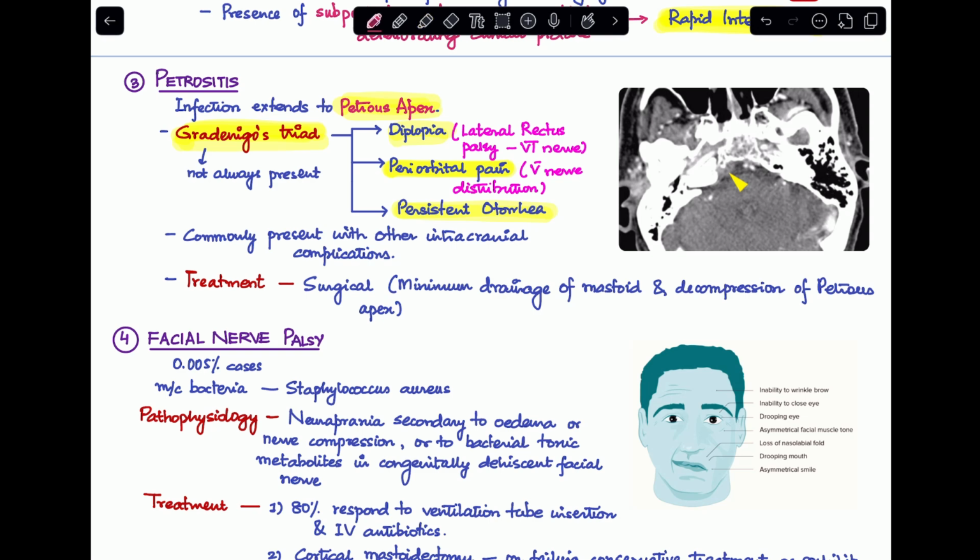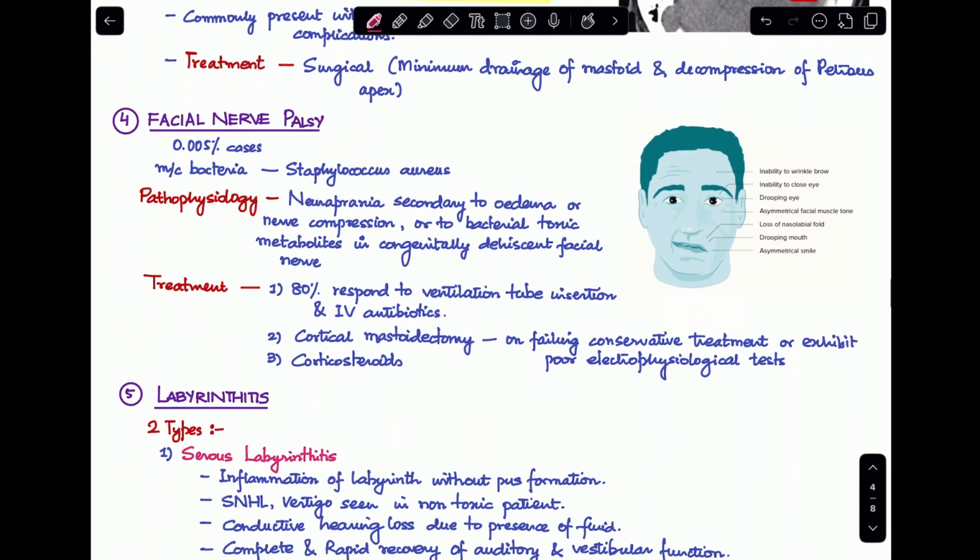This Petrositis is usually seen to be present with other intracranial complications. If you see in the image over here, this is a CT scan which shows the yellow arrow pointing towards the petrous apex area. There is involvement of the bone over there. Treatment is usually surgical, where we perform a minimum drainage of mastoid and decompression of the petrous apex. Next complication is facial nerve palsy.